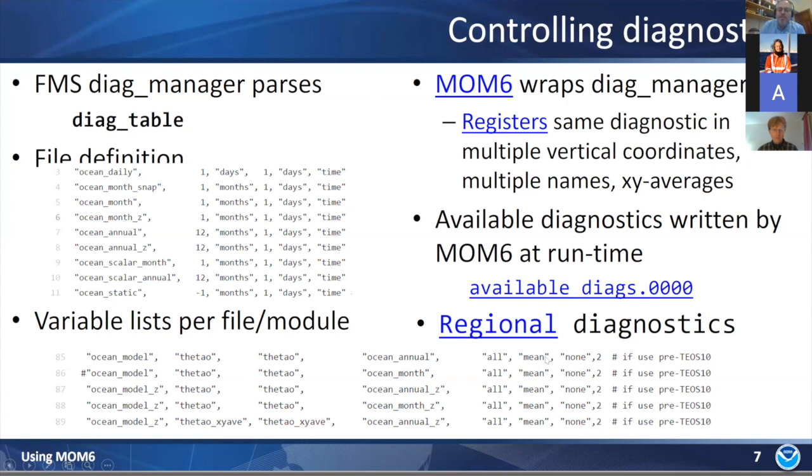Mean means time average, and that's being put in at single precision. I think that's what the comma 2 means, into this file, which is defined by the ocean annual up at the top. There are other modules. There's an ocean model underscore Z.